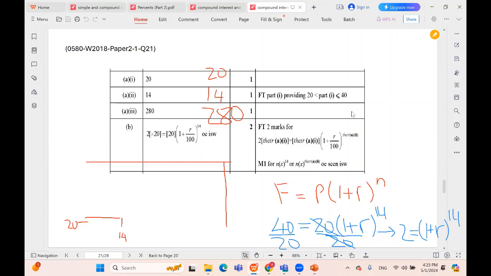These are correct. And then 40 equals 20 times 1 plus r over 100 to the power of 14. I forgot to write over 100 here. I should have done that because they said r%. So I should have put in over 100. So this is the correct answer here now.